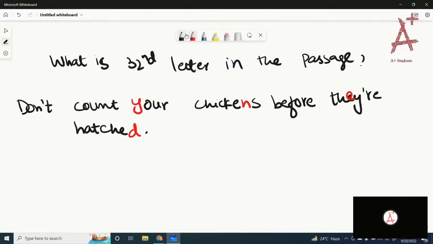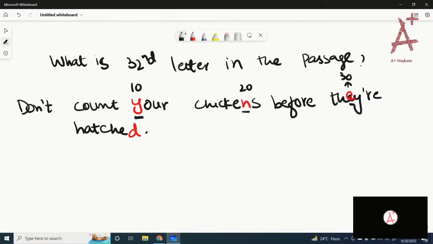Okay, you have to count the 32nd letter. So count the red letters by 10 until we reach the 30th, because we have to count the 32nd. This one is at the 10th position, then this one is at the 20th position, because 10 plus 10 makes 20, so n is at the 20th position. Then this e is at the 30th position.